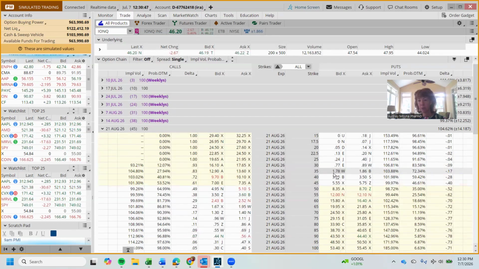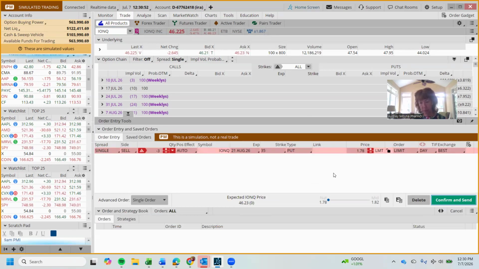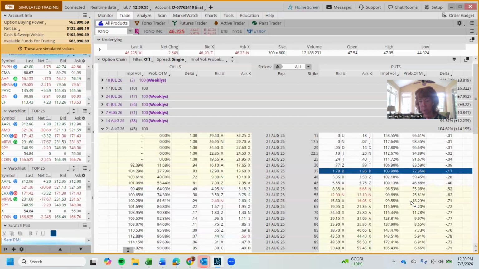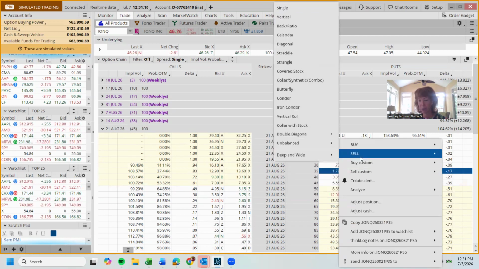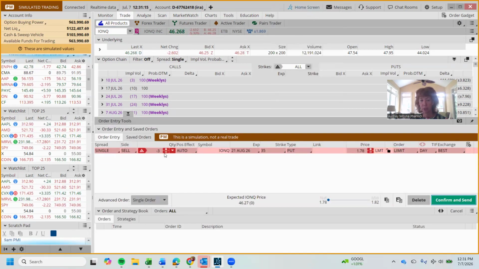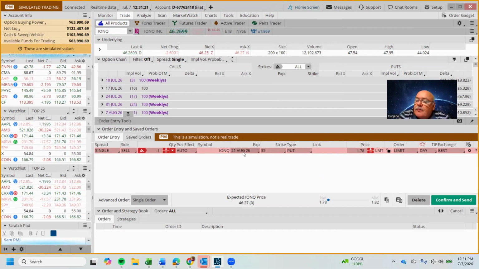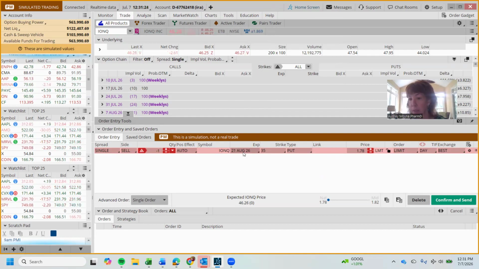Some people, when they're selling, click on the bid. Some people, I never remember is bid, sell, or buy. And so I just put my cursor here. I right click and I say sell because we're selling cash secured puts, single. And I change this to 1. So for August, single. Did you click vertical? No. Nope, it says single right here.